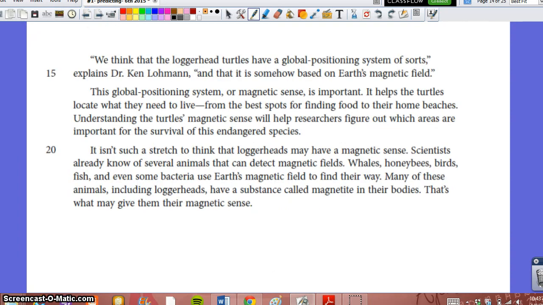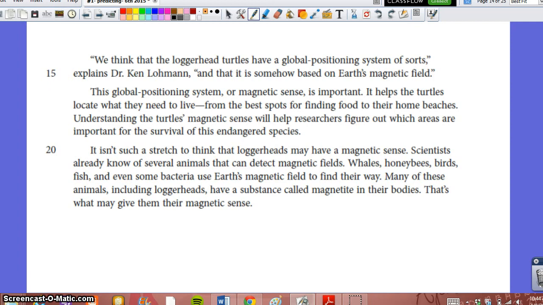We think that the loggerhead turtles have a global positioning system of sorts, explains Dr. Ken Lohman, and that it is somehow based on Earth's magnetic field. This global positioning system, or magnetic sense, is important. It helps the turtles locate what they need to live, from the best spots for finding food to their home beaches. Understanding the turtles' magnetic sense will help researchers figure out which areas are important for the survival of this endangered species.